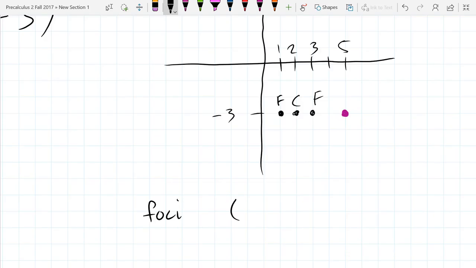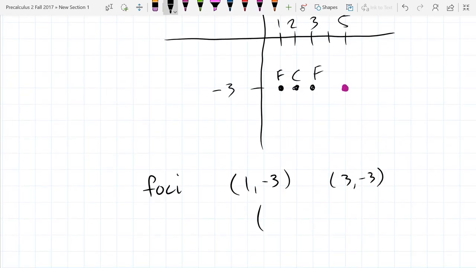So I can write both of the foci. One of them is 1, negative 3. The other one is 3, negative 3. I'm going to write these as 1 point with a plus minus. The way I do that is, I know I'm moving one in each direction. So I'm going to use the center point, the x-coordinate of 2, and then move left 1 and right 1. And that will get you both of the foci right there. So both foci you can write in this form down here.